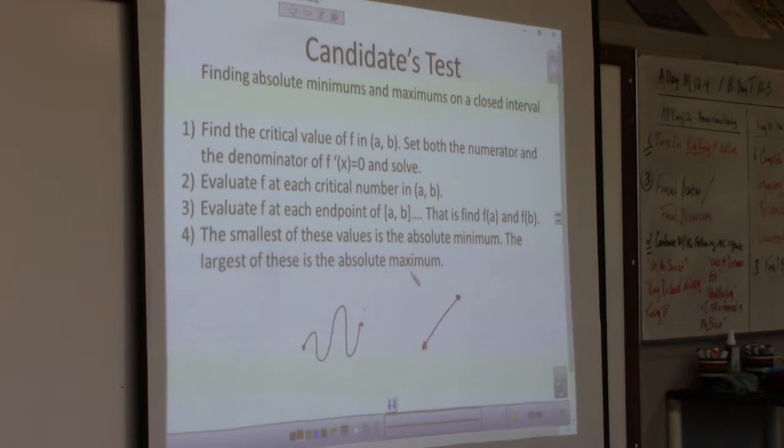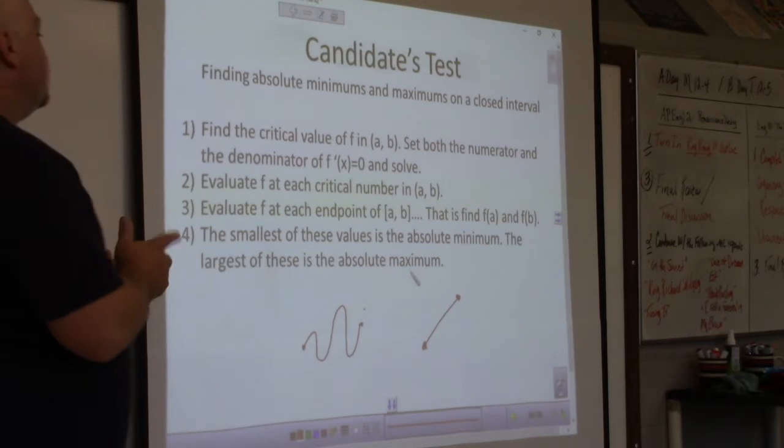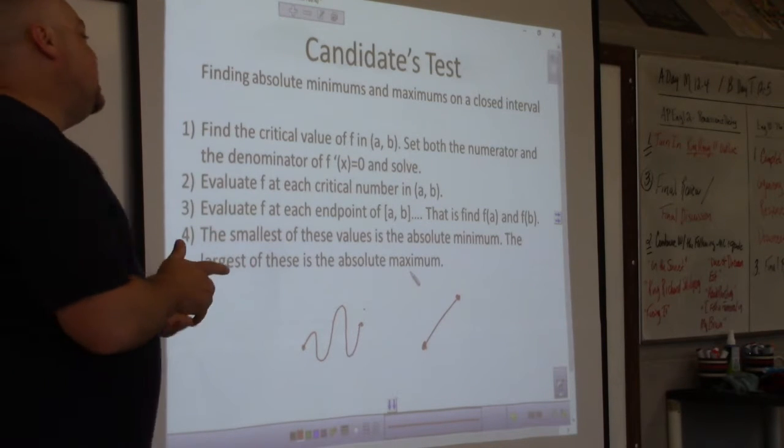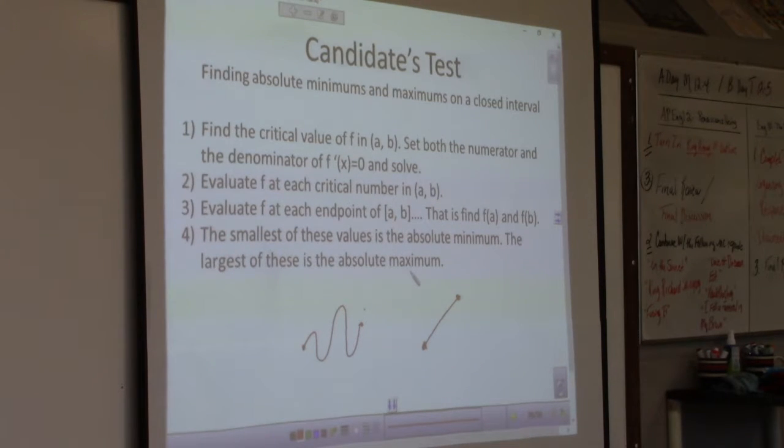So make sure if it's a closed interval and you're looking for absolute maximums and minimums, you check those endpoints. Because I guarantee you, if they've got one of those on the AP exam, the endpoint is going to be a maximum or minimum because there are so many people that forget to check them. It's not just the critical points. It can be the endpoints as well.